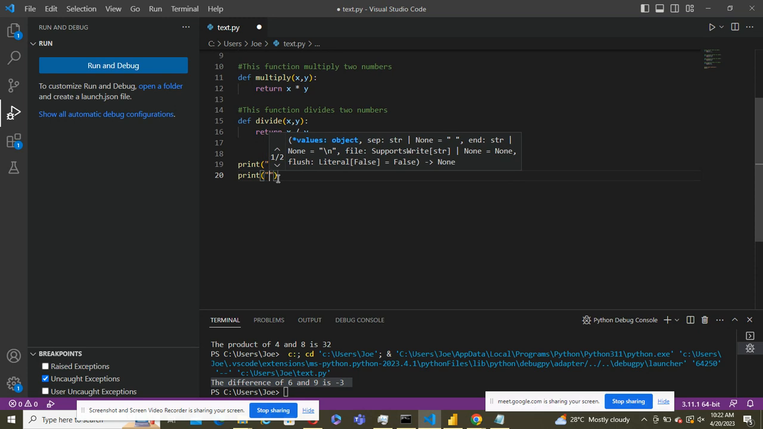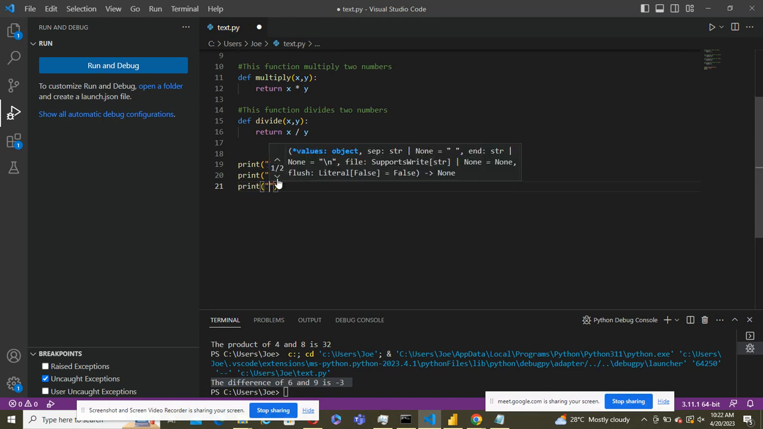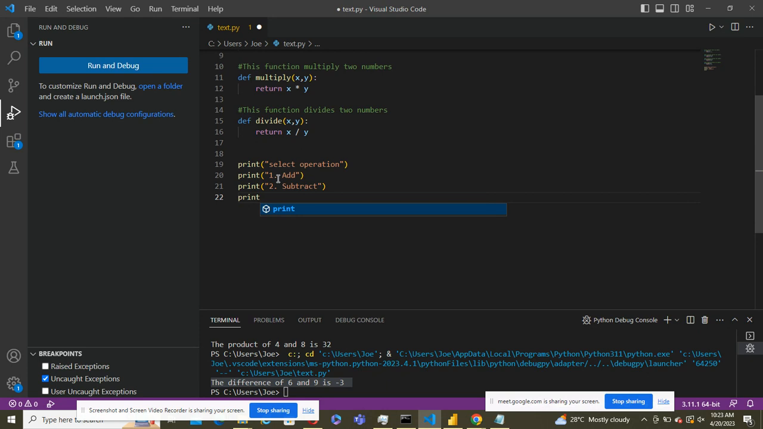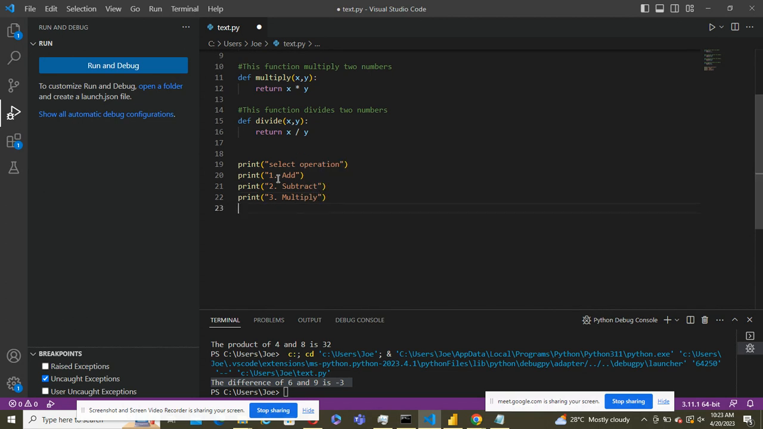So the first one, you can say 1, add. Then the next one too, we can make it 2, subtract. 3, multiply. 4, divide.